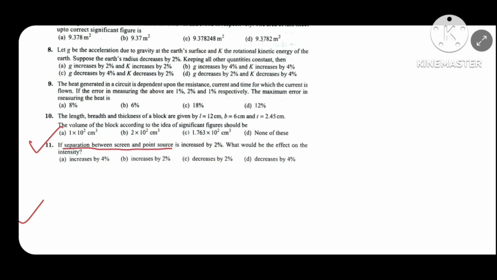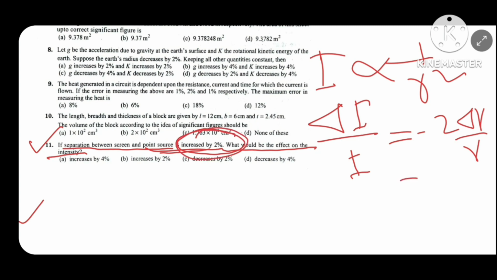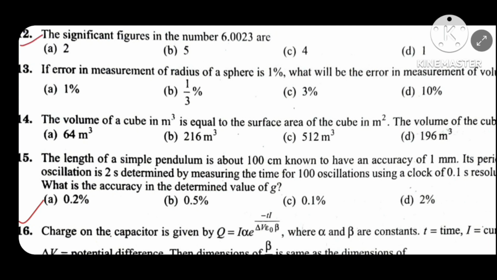If the separation between the screen and point source is increased by 2%, what will be the effect on intensity? We know intensity I is proportional to 1 by R square. So look at this here, delta I by I equals minus 2 delta R by R. Delta R by R increased by 2%. So this is minus 2 into 2, that is minus 4%. So intensity is decreased by 4%.